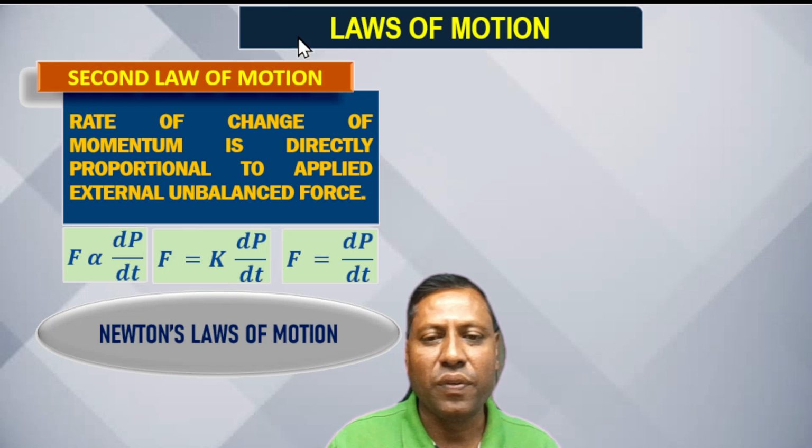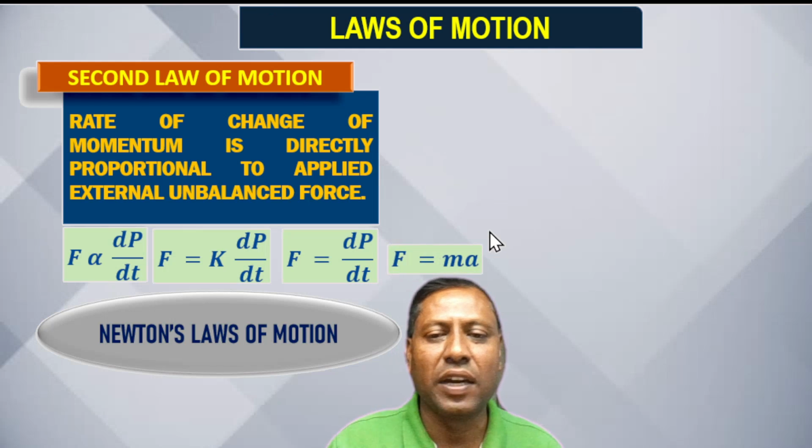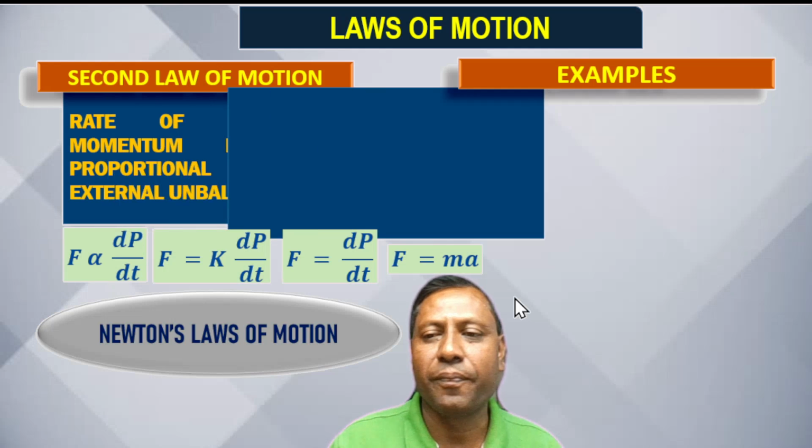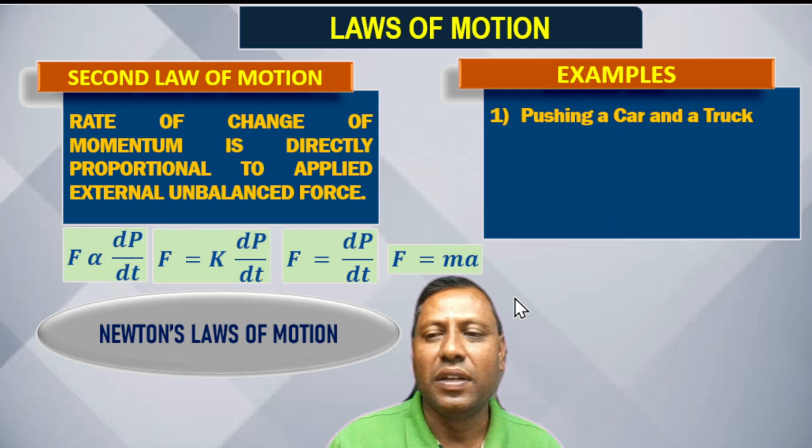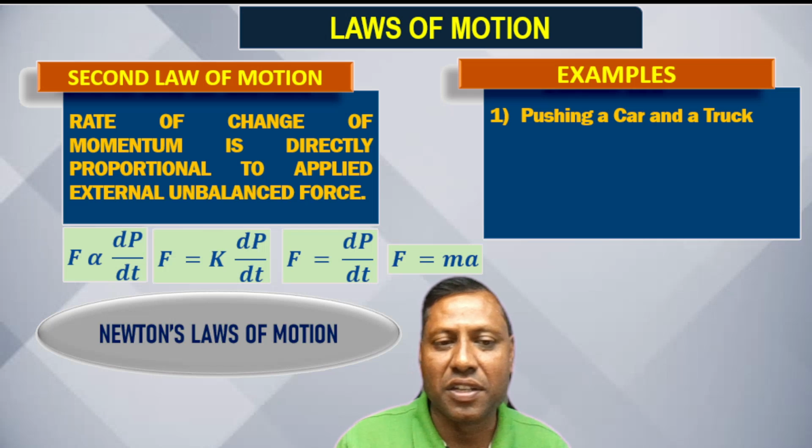Let us now take some examples based on the second law of motion. One more thing, if you put the value of momentum here, then this force turns to m into a also. This is also called the second law of motion. Let me give the examples now. You can see here, pushing a car and a truck. Suppose you are trying to push a car, or a truck, then which will change its momentum faster or larger, that we can understand.